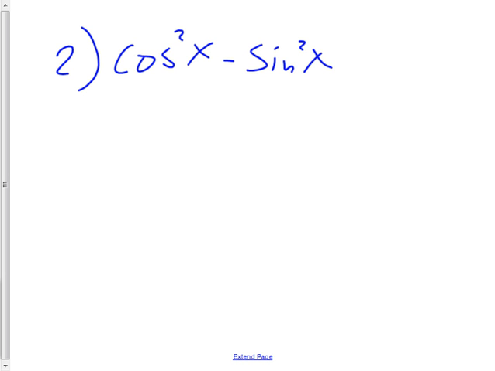Okay, let's do another problem off the worksheet. Number 2. And it is cosine squared x minus sine squared x is equal to 2 cosine squared x minus 1. All right.